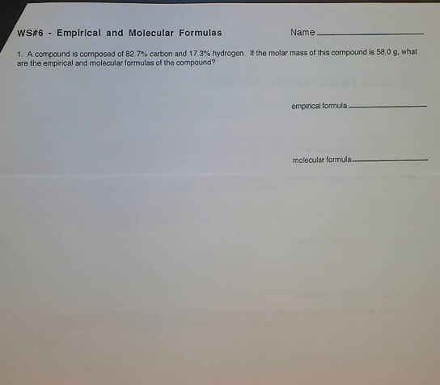Today we're going to learn how to calculate an empirical and molecular formula. Now, what is an empirical formula? An empirical formula is the simplest ratio of atoms that can combine. Molecular formulas are what you've been writing. When we do the nomenclature and you ask to write a correct formula, that's a molecular formula. An empirical formula is the simplest ratio of those atoms.